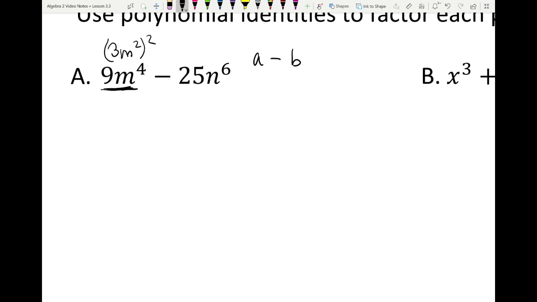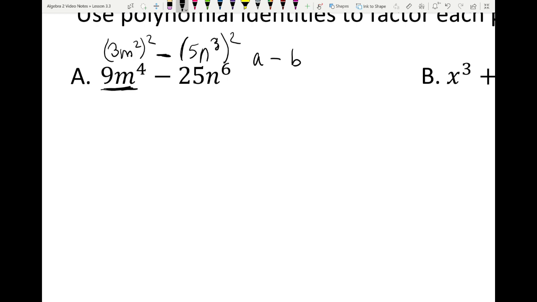Okay, so this is a perfect square because I can write this as something to the second power. If I were to do this out again, right, we know that 3 squared is 9, and we know that (m²)² is m to the 4th. So this is a perfect square. In the same way, well, 25 can be expressed as 5 squared, right? And then I can take half of 6, which is 3. So I can write it as (5n³)². Now I know that 5 squared is 25, and if I multiply those exponents, I'm going to get back 6 for the power. So these are perfect squares.